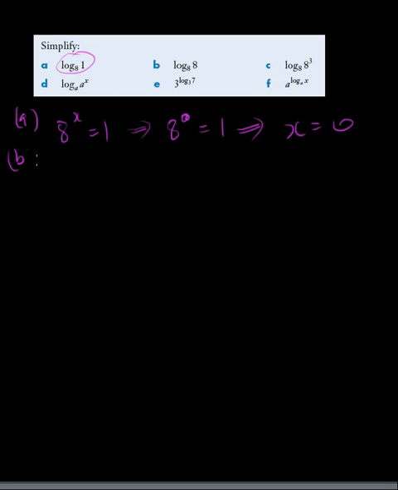Let's try B. So 8 to the power of something is 8. Well, that one's quite easy. x must be equal to 1. 8 to the power of 1 is 8.